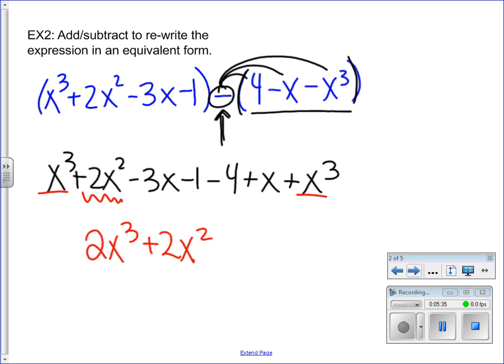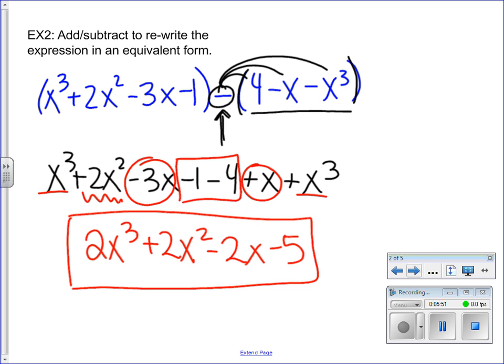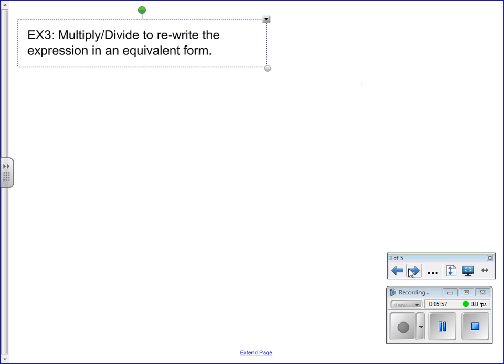The next one would just be the ones with the x to the first. So that would be negative 3x and positive x, which is negative 2x. And then lastly, we have negative 1 minus 4, which is negative 5. Okay, let's go on to our next example. Okay, example number 3.